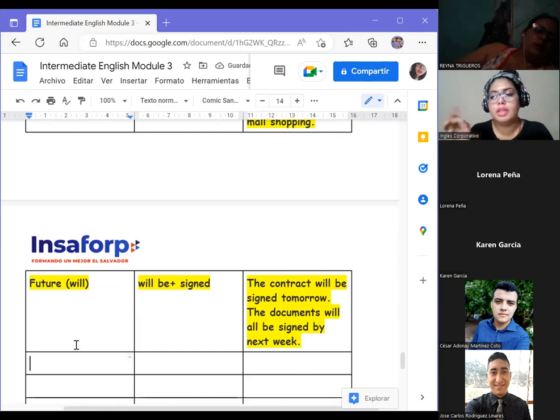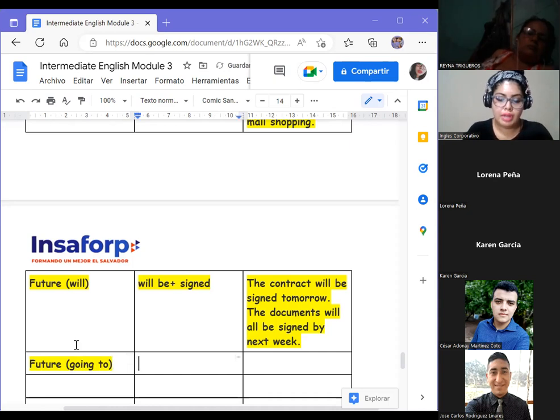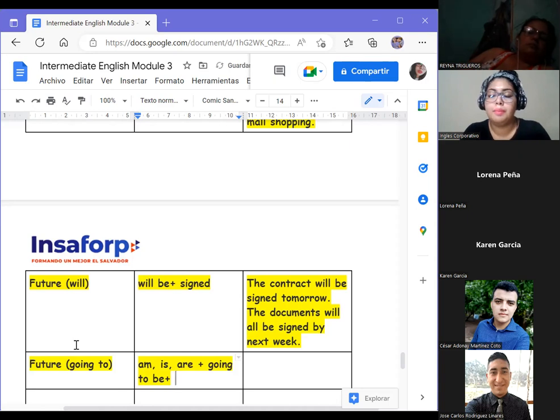Then we have future with going to. That is a difference, because future with will is something that is uncertain, and future with going to is something that we are very sure is going to happen in the future, but not a long, long future. In this case, it's something that is going to happen in a short time. So future with going to. Again, the elements. In this case, we are going to use am, is, and are, but we are going to use going to be, plus the verb in past participle.